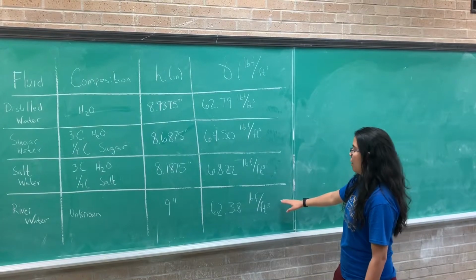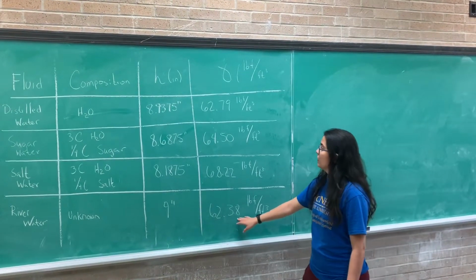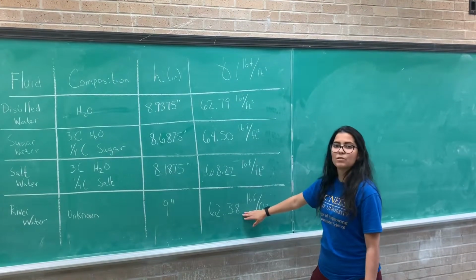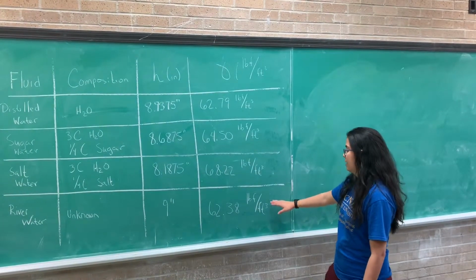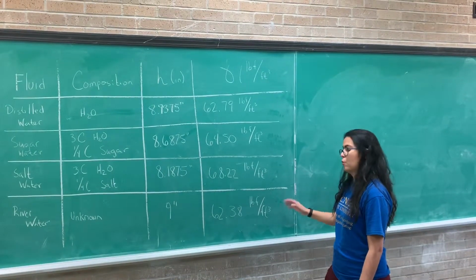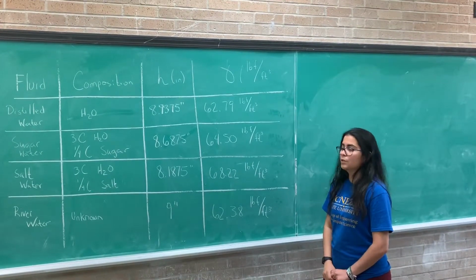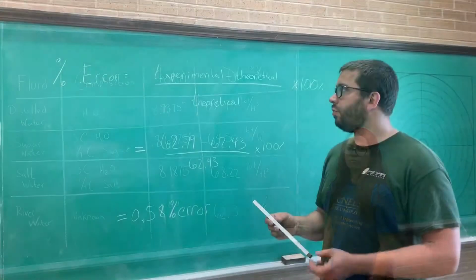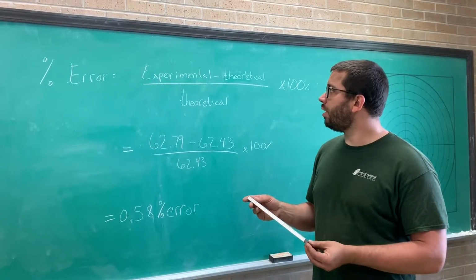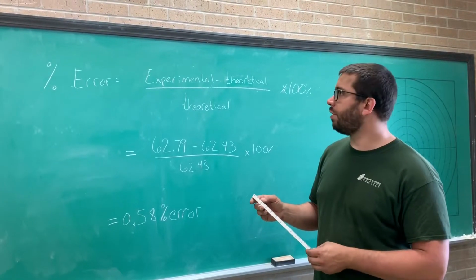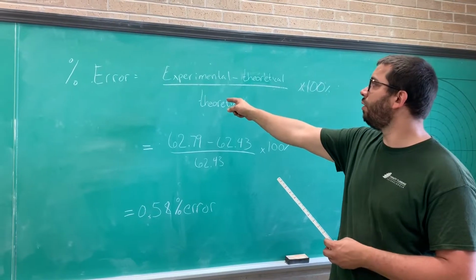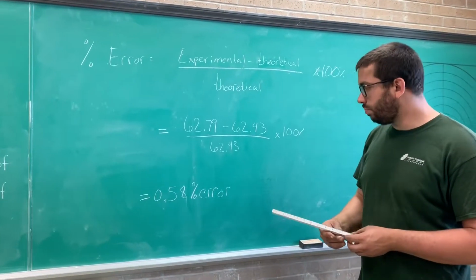Here, river water, we found that it was a little bit lower than the distilled water, probably because it was outside, it was hot outside. We have a value closer to the 62.4, which is the theoretical value, but these are our results. So in conclusion, we ended up with actually a pretty accurate hydrometer here. We calculated our percent error based on the known value, which we know for distilled water, and we ended up with 0.58% error.